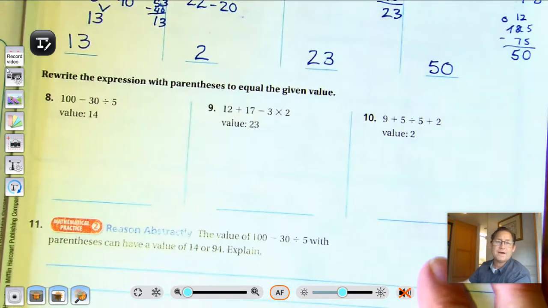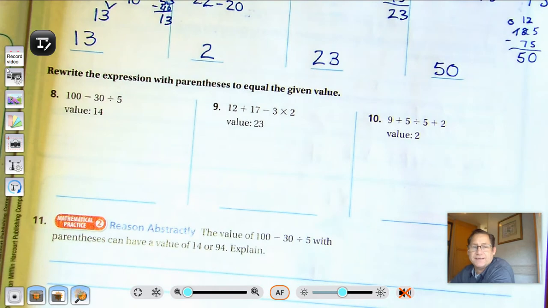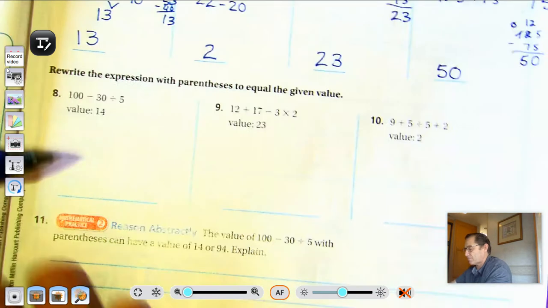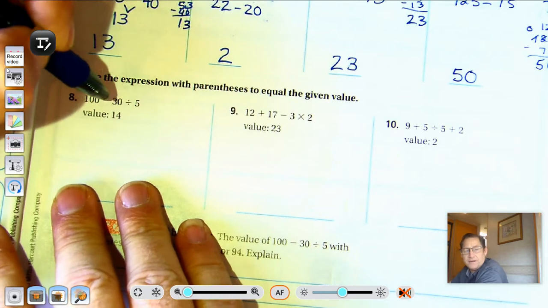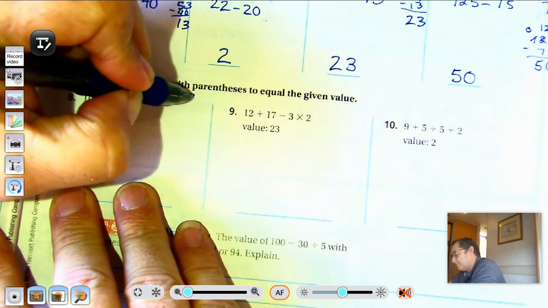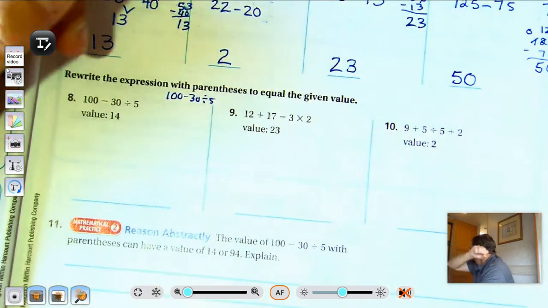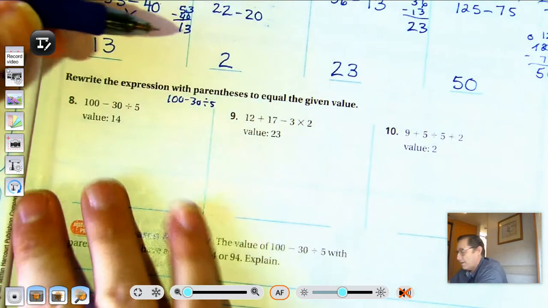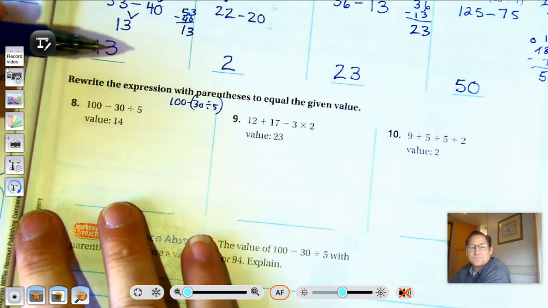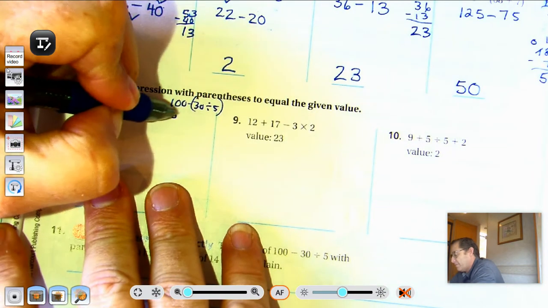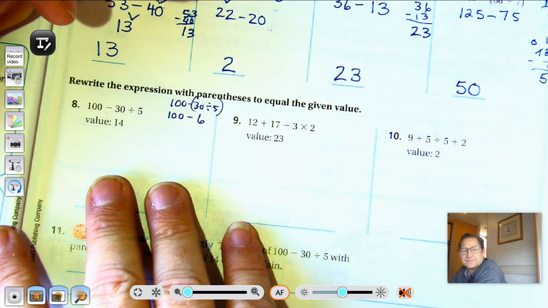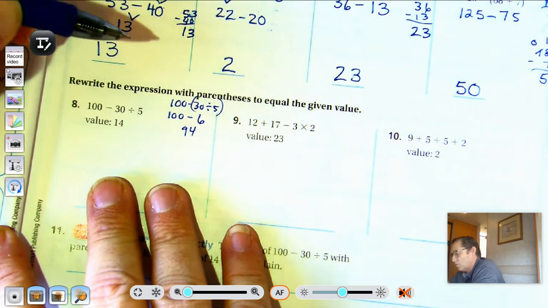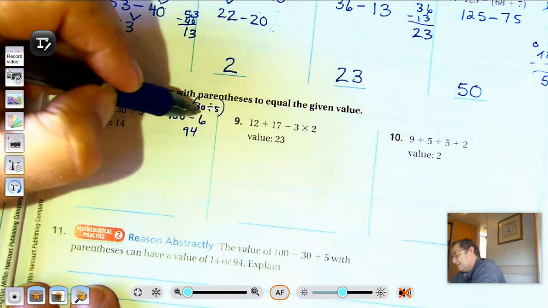Number 8. Rewrite the expression with parentheses to equal the given value. All right, well, let's try it. Let's say we were supposed to divide. What is 30 divided by 5? Well, 30 divided by 5 is 6. 100 take away 6. That's 94. Oh, that's nowhere close to 14.